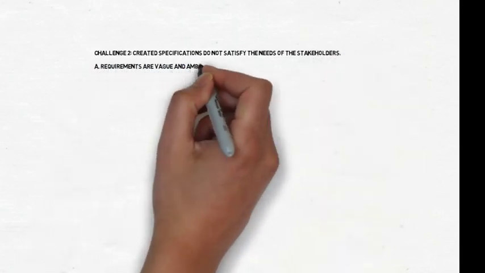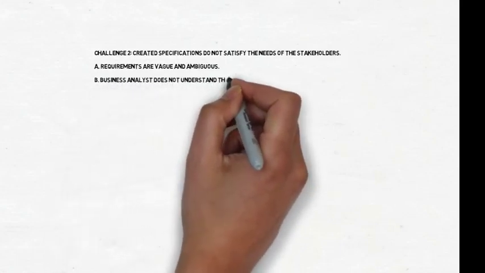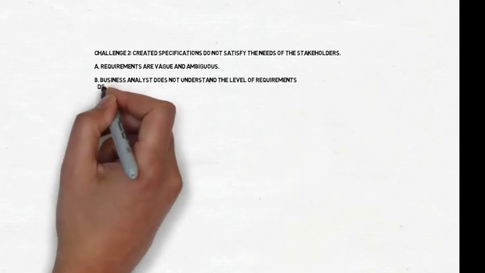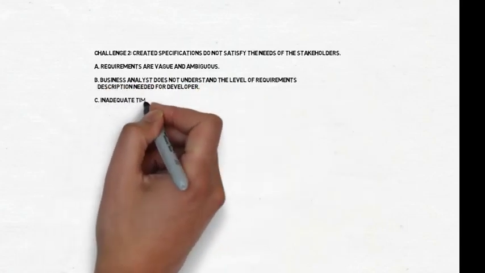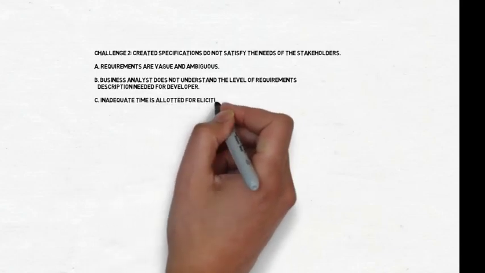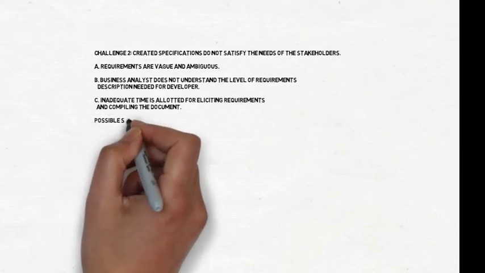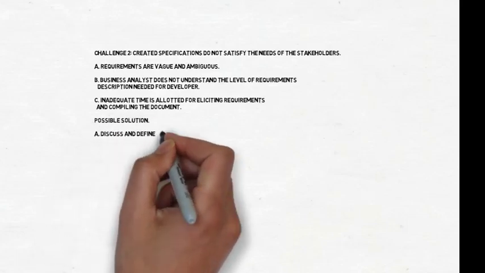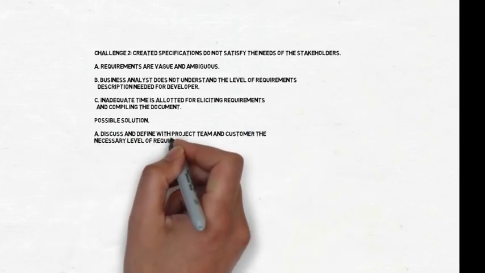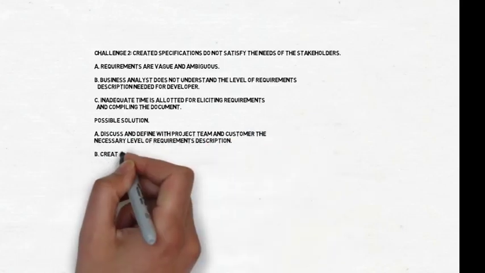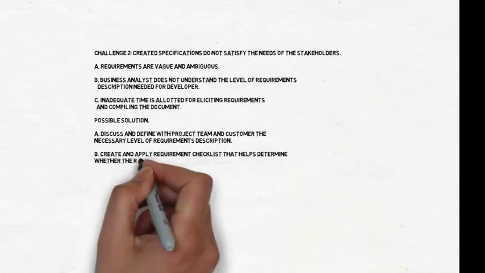Requirements are vague and ambiguous. BA does not understand the level of requirements description needed for developer. Inadequate time is allotted for eliciting requirements and compiling the document. Possible solution. Discuss and define with project team and customer the necessary level of requirements description. Create and apply a requirement checklist that helps determine whether the requirements are complete, accurate, verifiable and consistent.